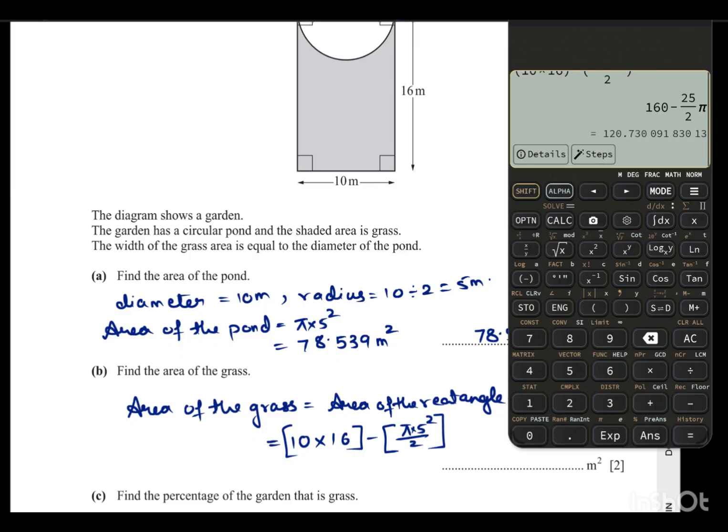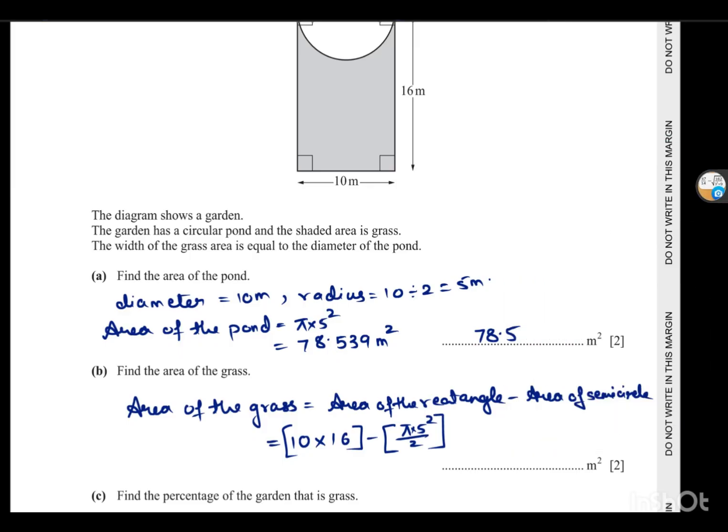Yes. So it is 120.730. You can round to one decimal. So 120.7. This is the area of the grass.